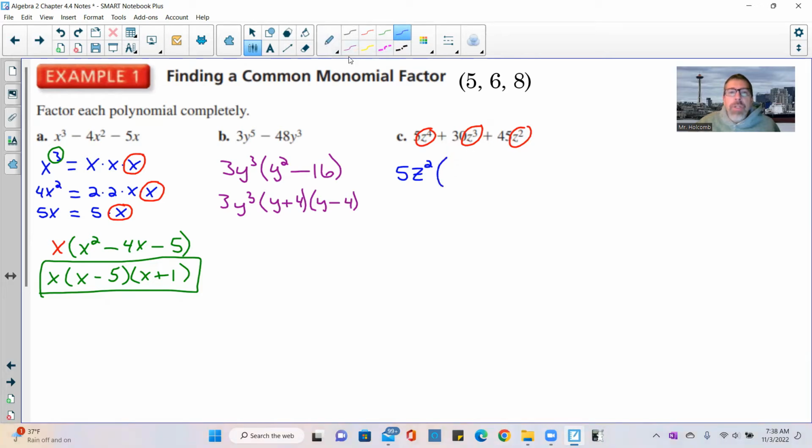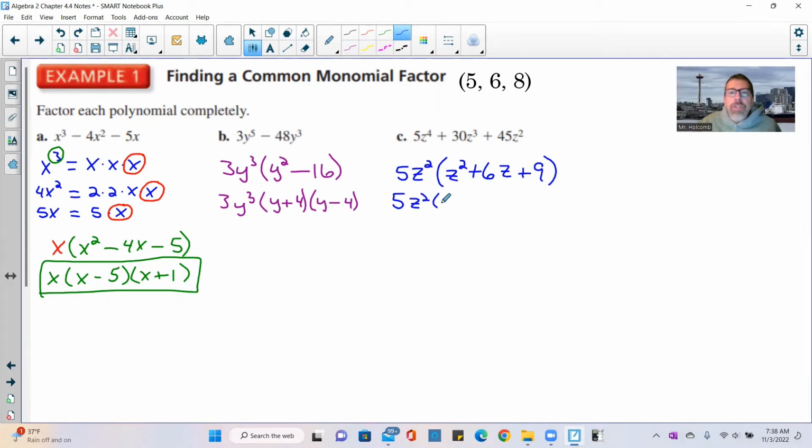That is going to leave me with, and then all you do now is divide. Let me get the circles out of the way. And you just ask yourself, 5 divided by 5 is 1. You don't need to write 1 as a coefficient. And z to the fourth divided by z squared is z to the 4 minus 2, which is z squared. Keep the sign. 30 divided by 5 is 6. Z cubed divided by z squared is z to the 3 minus 2, which is z to the 1. Keep the sign. 45 divided by 5 is 9. Z squared divided by z squared is 1. 9 times 1 is simply 9. So we get 5z squared.